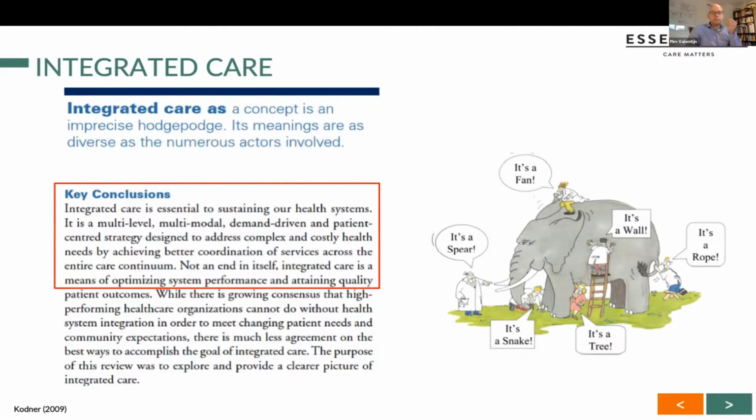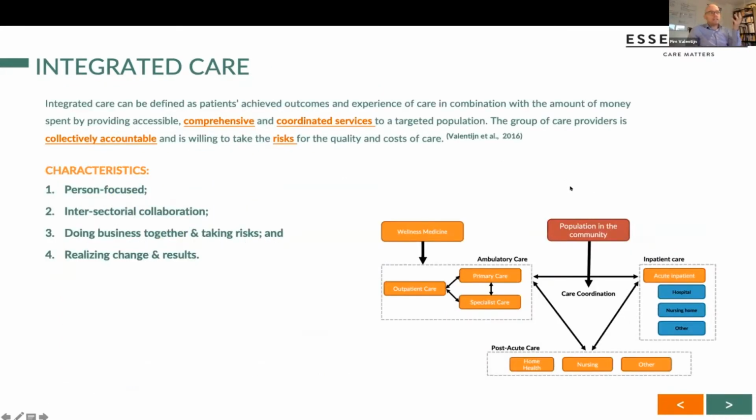So to give you what I use as a definition, but you can use your own, I think this makes the link between integration and the outcomes. I think this definition gives some better insight into what integrated care is. Integrated care can be defined as patient-achieved outcomes and experience of care in combination with the amount of money spent, by providing accessible, comprehensive and coordinated services to a targeted population. The group of providers is collectively accountable and willing to take risks to achieve the quality and cost of care, or the triple aim.